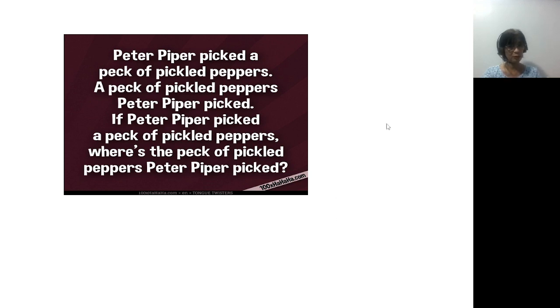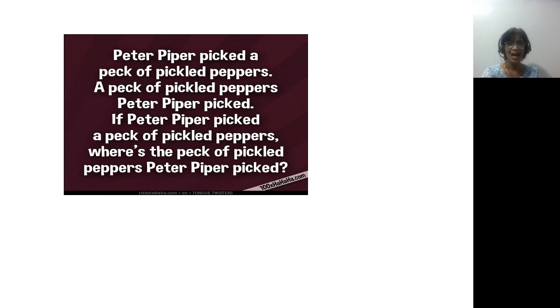Would you like to do it faster? Let's try to do a little bit faster. Peter Piper picked a peck of pickled peppers. A peck of pickled peppers Peter Piper picked. If Peter Piper picked a peck of pickled peppers, where's the peck of pickled peppers Peter Piper picked? Did you have fun doing that?